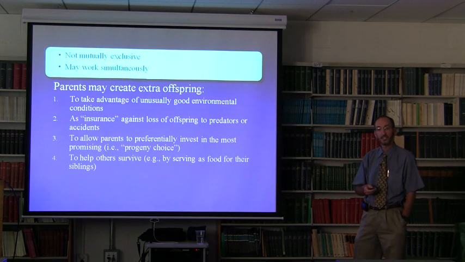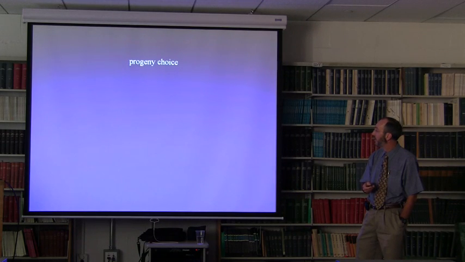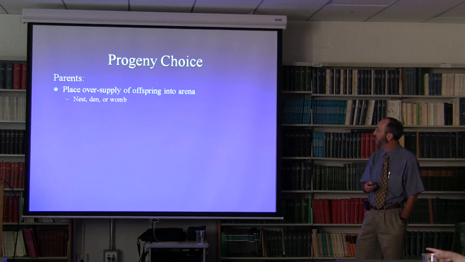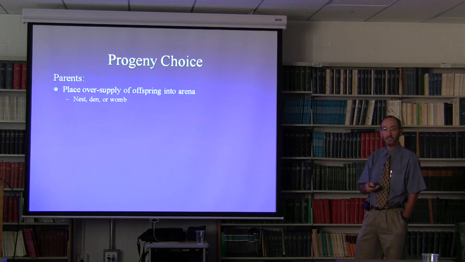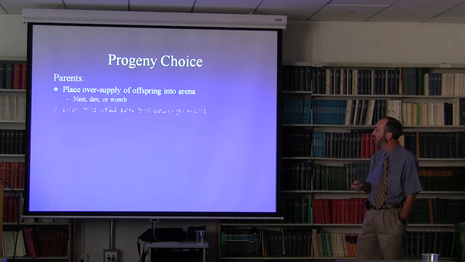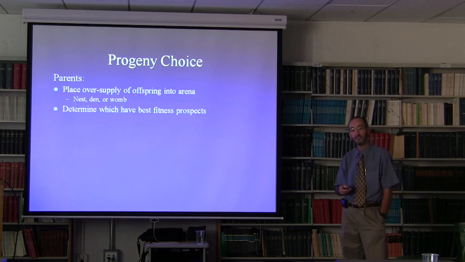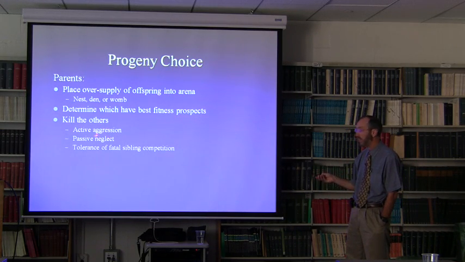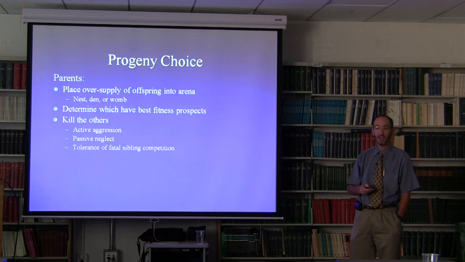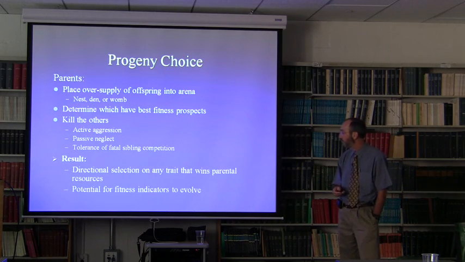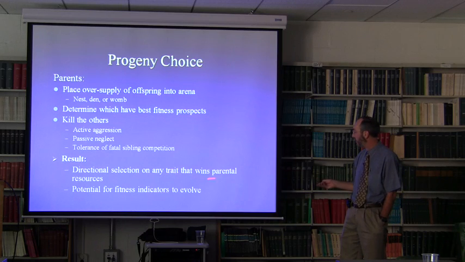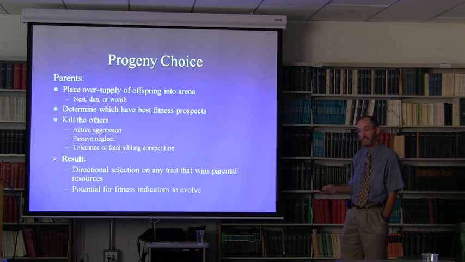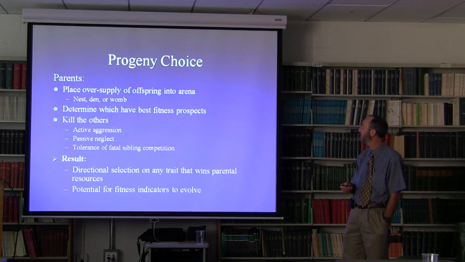These are not mutually exclusive and might work simultaneously. In progeny choice, parents place an oversupply of offspring into an arena, like a nest, a den, or a womb, and then determine which have the best fitness prospects. And they kill the others through active aggression, passive neglect, or tolerance of fatal sibling competition. And the result is directional selection on any trait that wins parental resources. And because of that directional selection, there's the potential for fitness indicators to evolve.